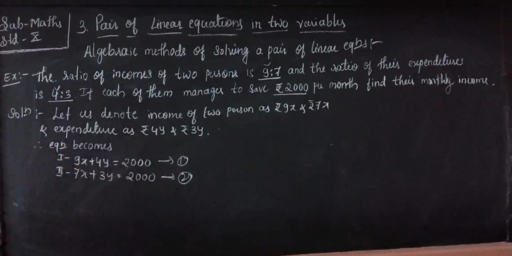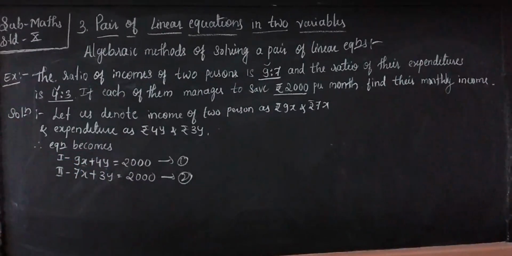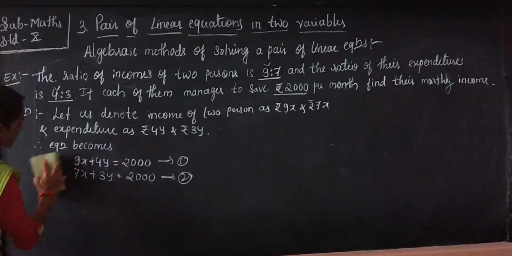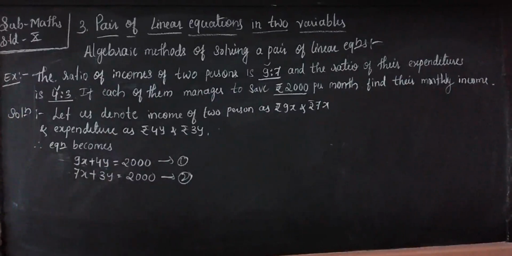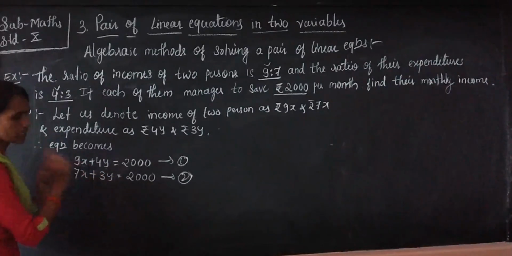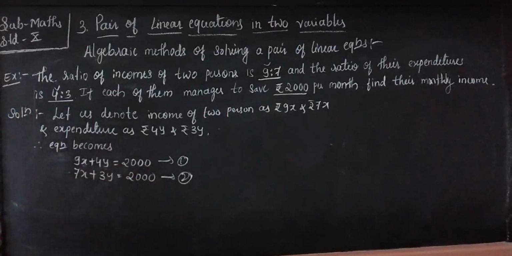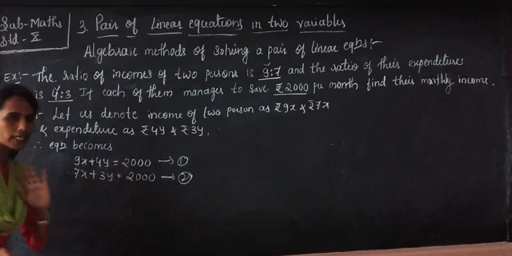Okay. So then what do we have to find out? We have to find the values of x and y. Then only we will get the monthly income of both the persons. So here we are solving these equations by using the elimination method. To eliminate, here we have 9x, 4y, 7x, 3y, and 2000 is a constant, so it does not matter. We have to cancel any one variable.